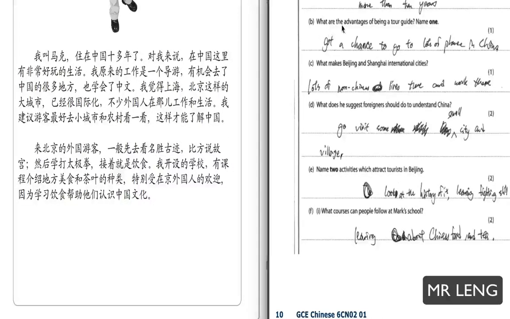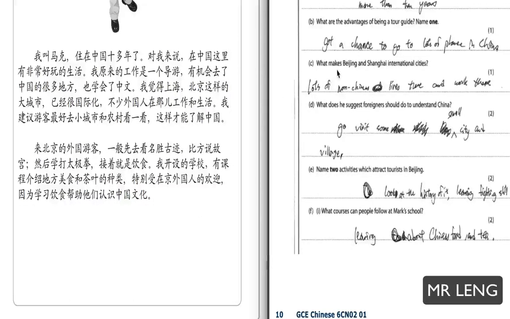B. What are the advantages of being a tour guide? Name one. If you see "name one" here, that would be very lucky for you. This is a question that can have many possible answers, and you only need to understand one and pick out one. So, 在中国有机会去了中国很多地方, had an opportunity to visit a lot of places in China, learn Chinese. So either one, visit or learn, you choose.